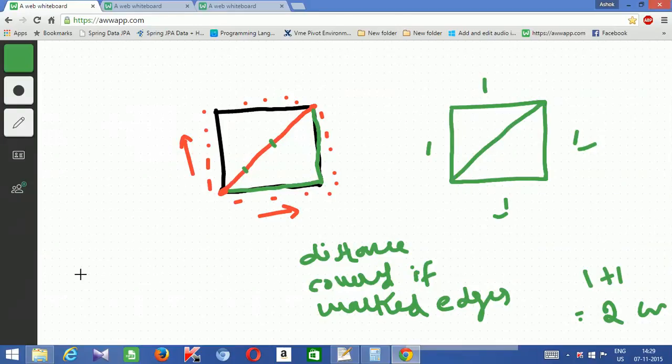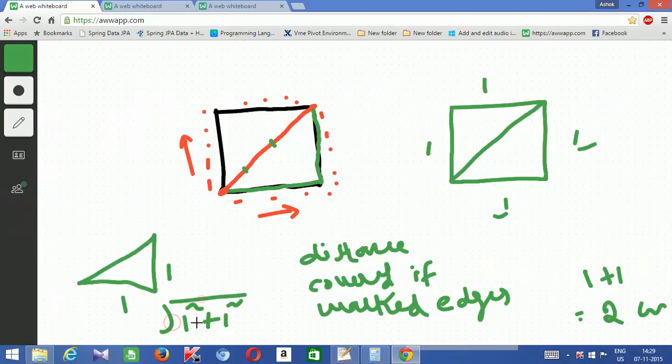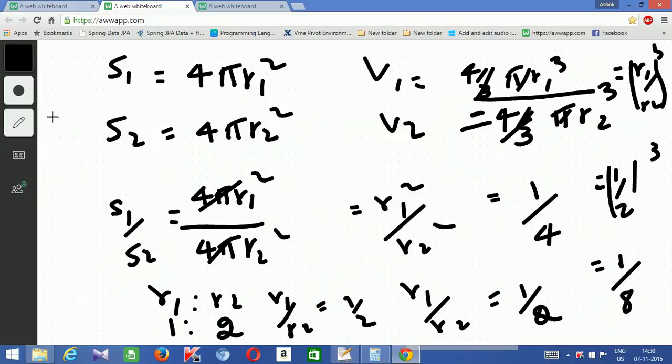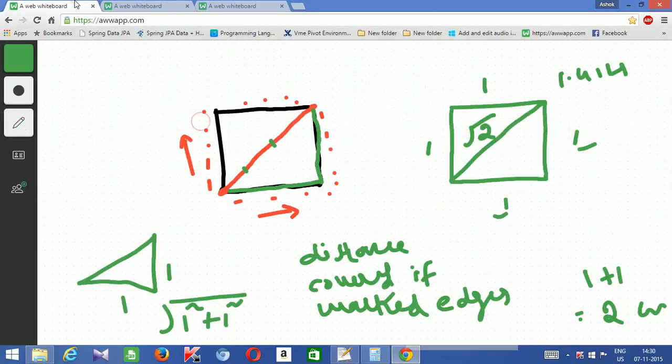The diagonal distance is nothing but, it's a right angle triangle in a square. You can apply the Pythagoras theorem. So this will be the square root of 1 squared plus 1 squared, which is root 2. Some people will also know the diagonal of a square is root 2 times the length of the side. So root 2 is the distance you walk, which is approximately 1.414. Fine. So the edge distance is 2 and the diagonal is root 2.